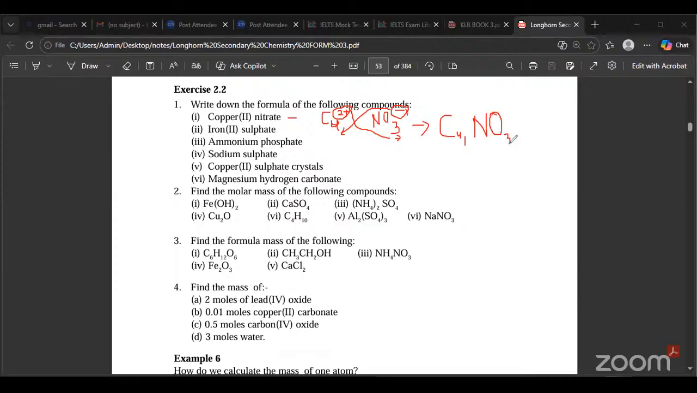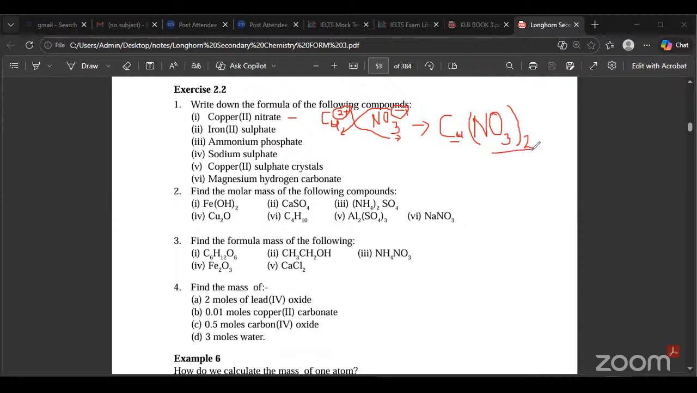And then because you have another number inside, what you do is you open a bracket, and then you close the bracket, and then you put the 2 outside. So we do not normally show this one. So mara mingi utapata imeandikwa copper 2 nitrate, but now it doesn't have this one. So we assume that it is already 1. Of course, it is 1 without even writing 1, but now 2.